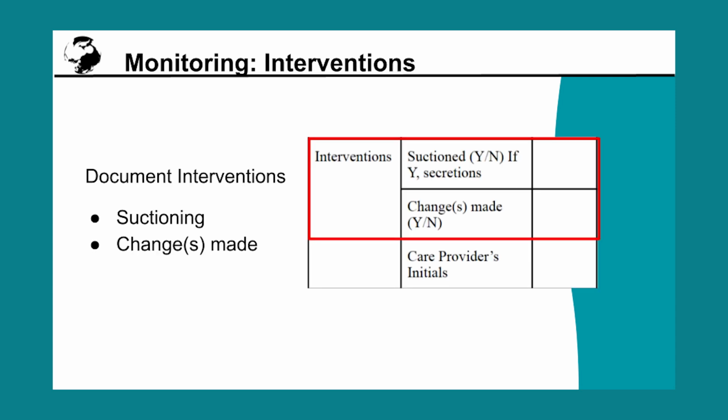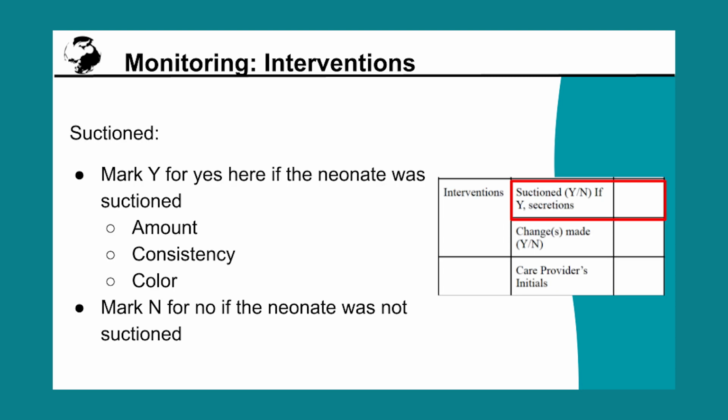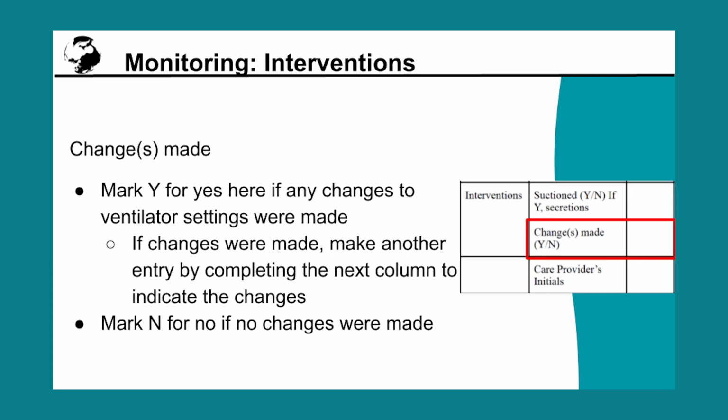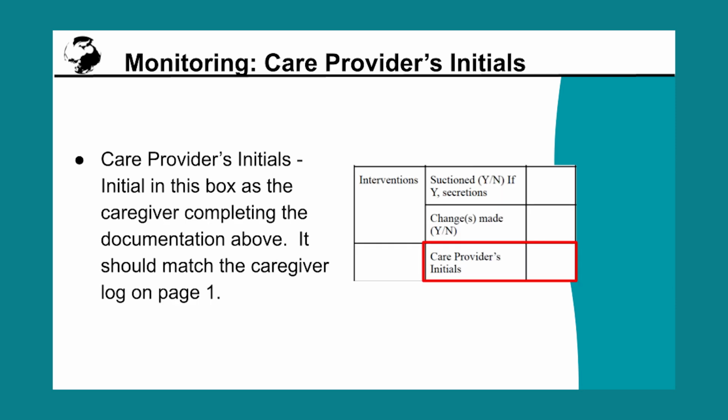In the final section, any interventions made by the caregiver may be documented. If the baby has been suctioned, include the amount, consistency, and color of the secretions. Indicate if changes have been made to the ventilator settings. If changes have been made, mark a Y for yes, and complete an additional entry with the updated settings. To conclude the documentation, the caregiver provides their initials. These initials should match the ones on the caregiver log on page 1.